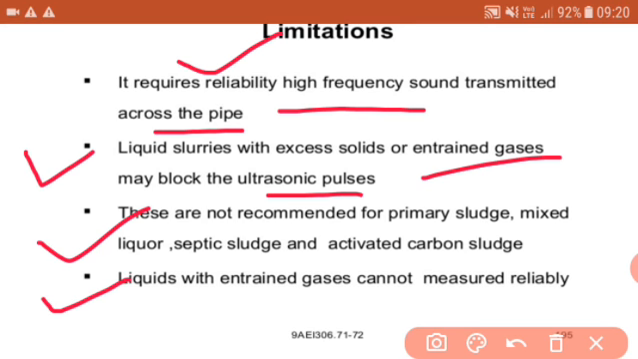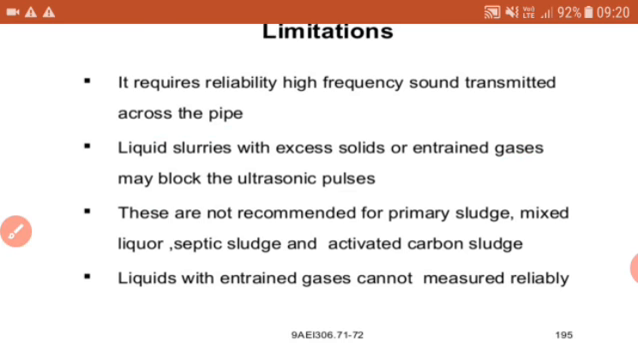And liquids with entrained gases cannot be measured reliably. If some liquids have gas particles in them, we cannot use it reliably for that purpose.